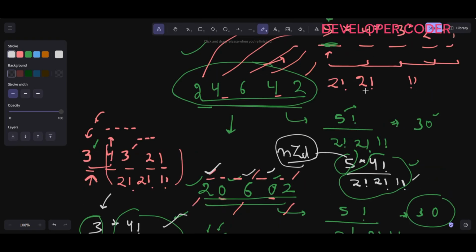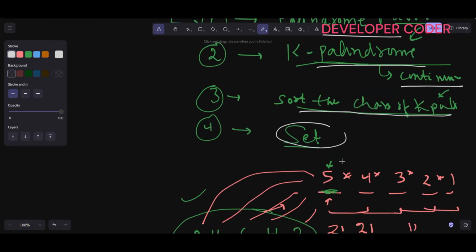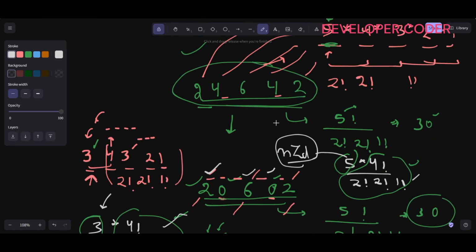So much maths is there in this problem. So these are the steps: build the palindromic mirror, check k palindromes, continue if they are not k-palindromic. Otherwise, just sort the characters of the k-palindrome so that we don't add duplicates into my set. Then add them to the set. All right, and then just iterate over the set.